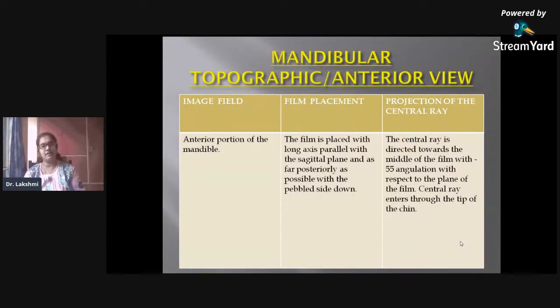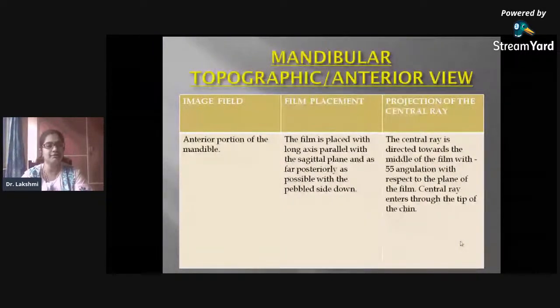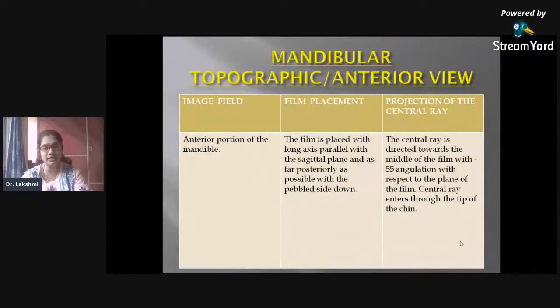Coming to mandibular, we have the same thing: topographic or anterior, cross-sectional and lateral. Let's see one by one. Mandibular topographic or anterior. The anterior portion of the mandible is the image field. Film placement: the film is placed with its long axis parallel with the sagittal plane and as far posteriorly as possible with the pebbled side down. Projection of the central x-ray: the central x-ray is directed towards the middle of the film with minus 55 angulation with respect to the plane of the film. The central ray enters through the tip of the chin.